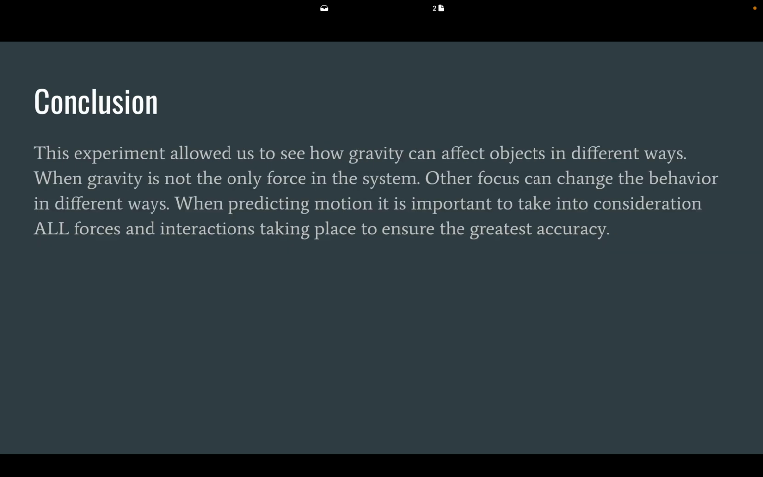In conclusion, the experiment allowed us to see how gravity can affect objects in different ways, and when gravity is not the only force in the system, it's important to focus on the other forces that could potentially change behavior. This allows us to predict motion in a more efficient and accurate way with more complicated systems where there are more variables in play.